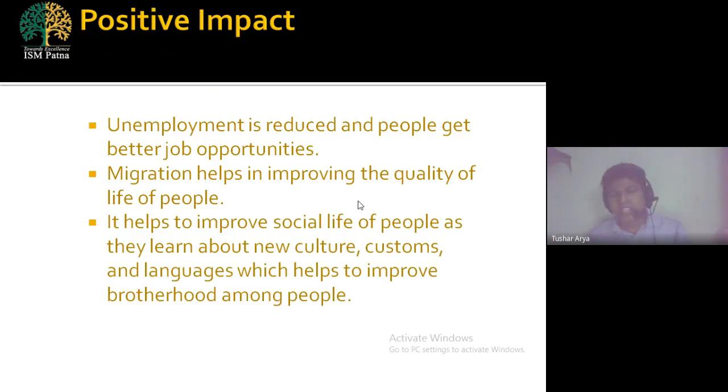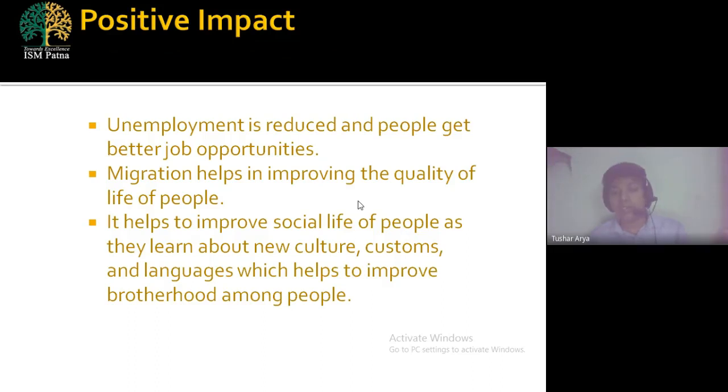The first positive impact of migration is that unemployment is reduced and people get better job opportunities. Just think, if all the people of Gopalganj, Siwan, Kishanganj who are earning in the Gulf countries did not move there, what would they be called? They would be called unemployed, or they would face seasonal unemployment, and their income would be low. They would be facing many socio-economic problems. But when they are earning abroad, they are earning a lot. They have eradicated these socio-economic problems.